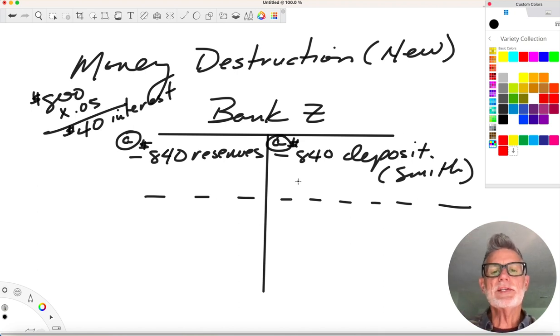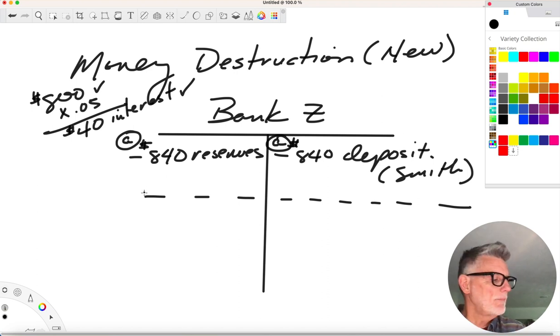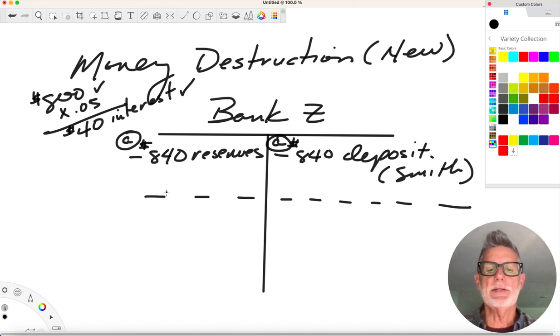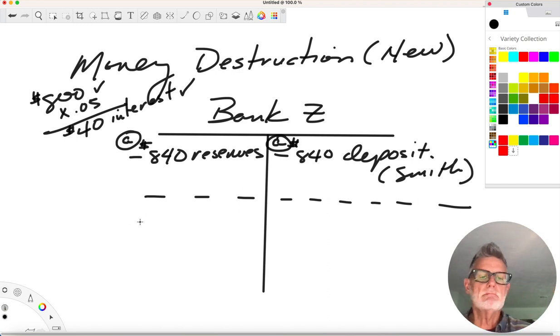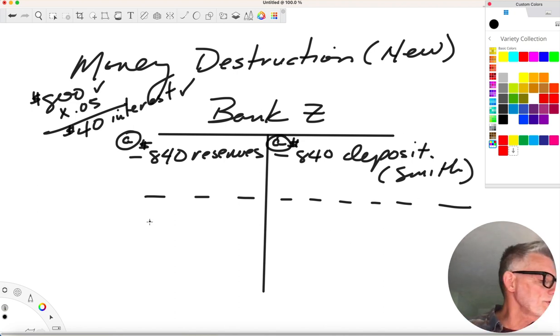Now, this is not where the story ends. That's the payment that Smith makes to the bank to cover the loan principal, $800, and the loan interest, for a total of $840. Okay, both of those have to be repaid or paid. Now, what happens from the bank's perspective, okay? Smith pays off the loan. What happens? Well, the loan portfolio is going to go down, isn't it? Yeah, so the loan portfolio is going to go down.